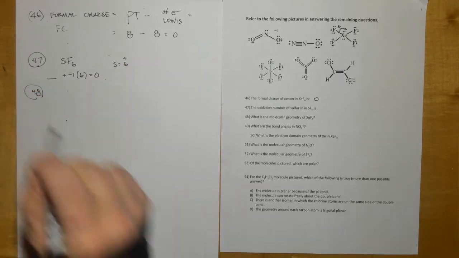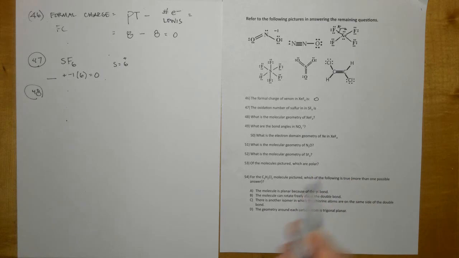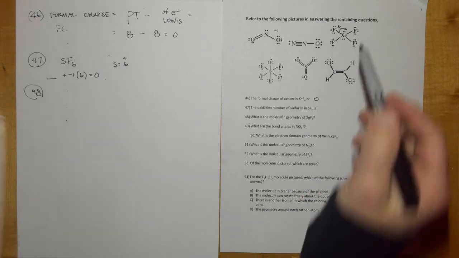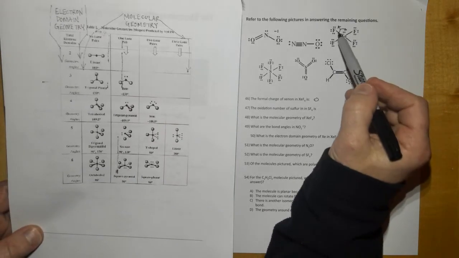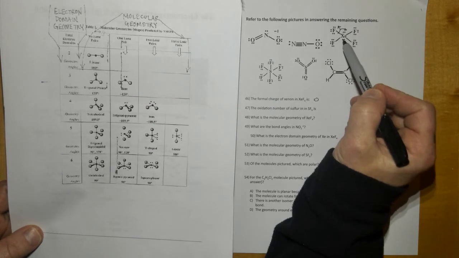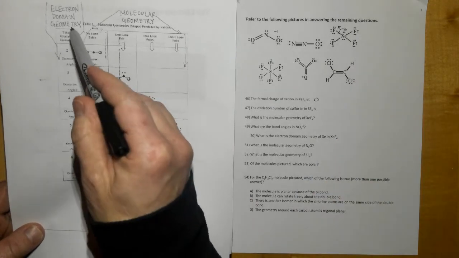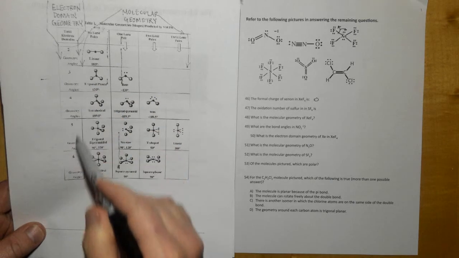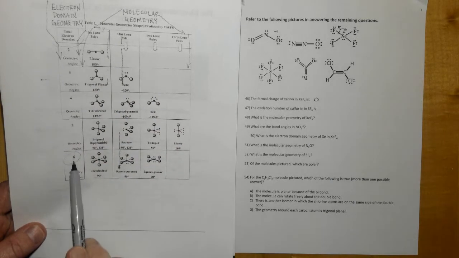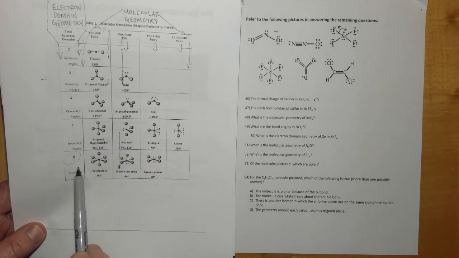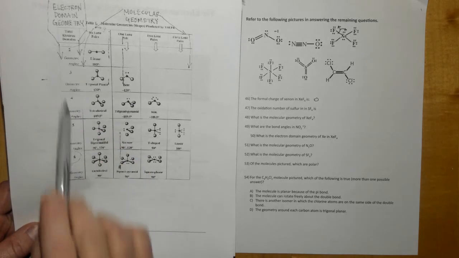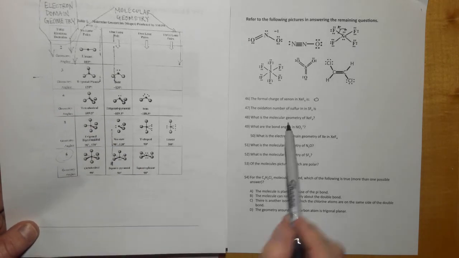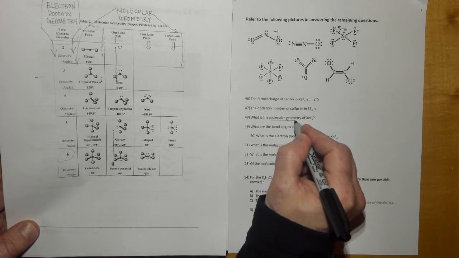48, what is the molecular geometry of XeF4? So you look at your little reference chart right here, and you find out that we have 1, 2, 3, 4, 5, 6 total electron domains. So the electron domain geometry would be the family of 6 right here, the octahedral family. That's called the electron domain geometry. It's actually what is the molecular geometry for this.